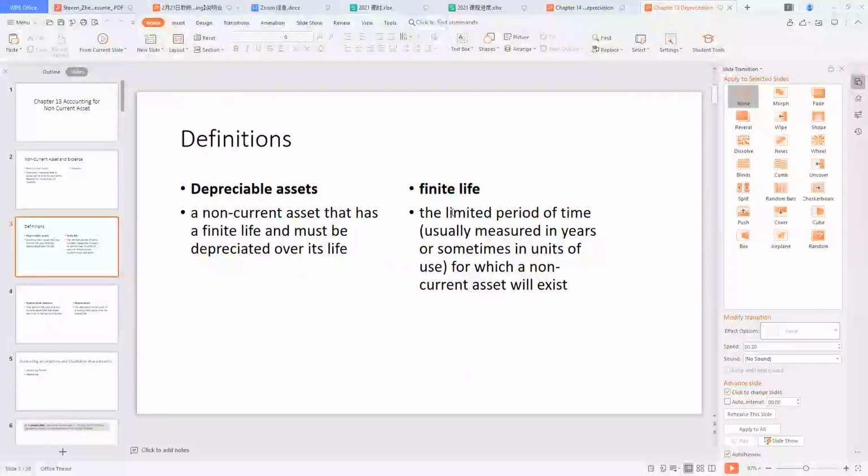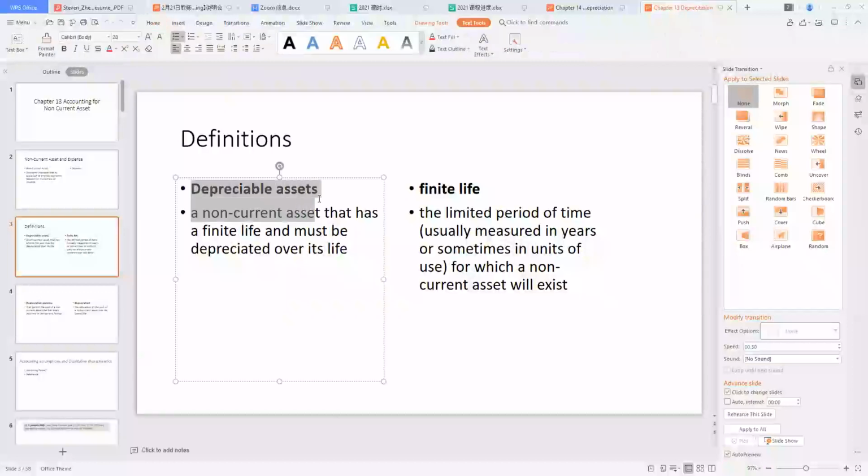Therefore, it can gain revenue for you, but it will not incur any depreciation because it is not a depreciable asset, as it has an infinite life.